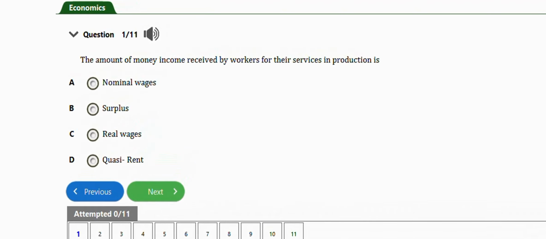In this video, we are going to learn how to solve these JAMB economics problems under factors of production. So we are going to focus on the subtopic wages. So we have 11 repeated questions to practice with for this subtopic.